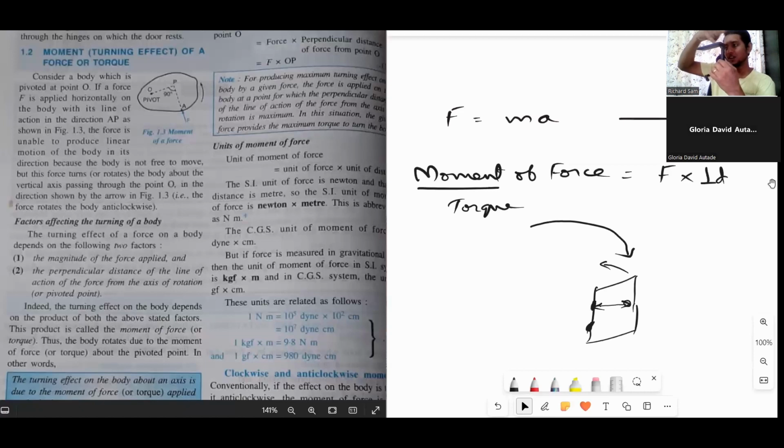So what happens is the farther the distance is from the hinge, the more moment of force is felt. You understand? If the perpendicular distance is more, moment of force is felt more. You can turn this easily. See, if I try to push from here, it's really hard. But from here, it's very easy. Have you ever felt this force? The farther you go away from the hinge, the easier it is to turn something.